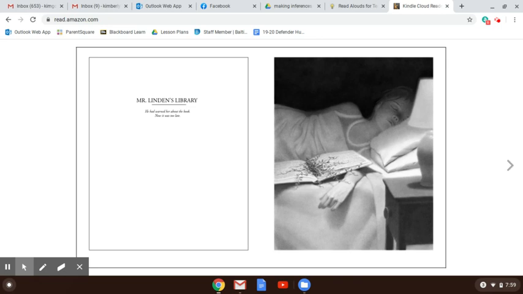Mr. Linden's library. He had warned her about the book. Now it was too late. My first inference looking at this illustration is that the words on the pages of the book come alive if you don't close the book. And that's what this story is about.